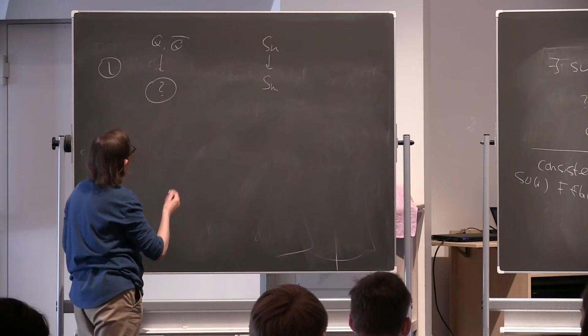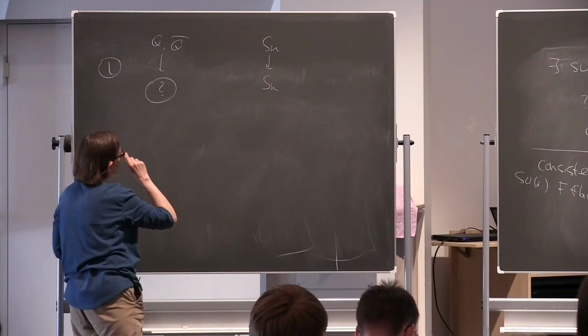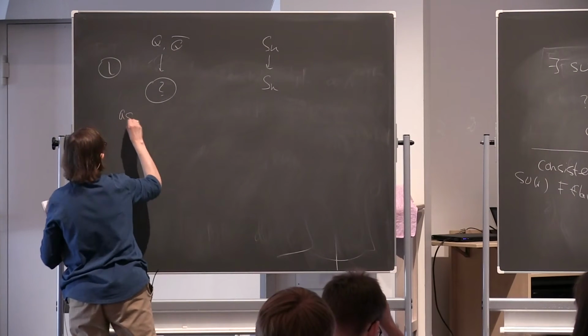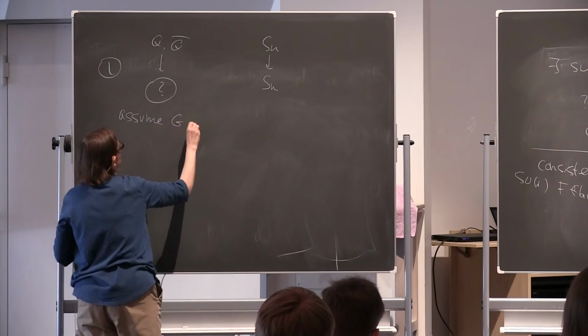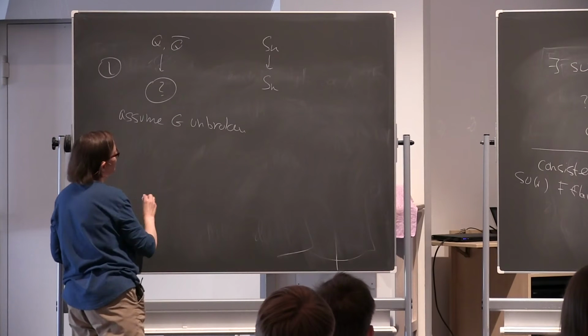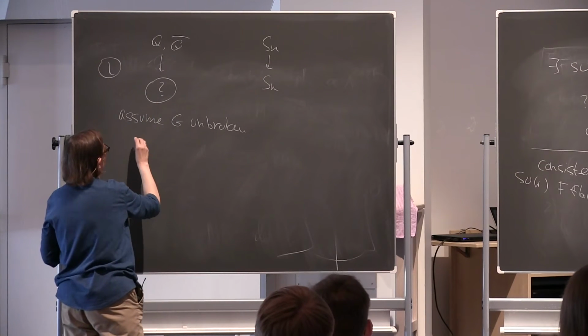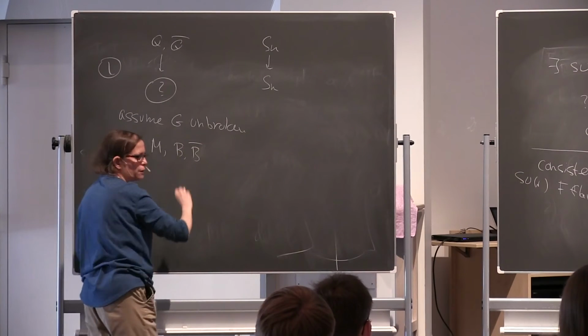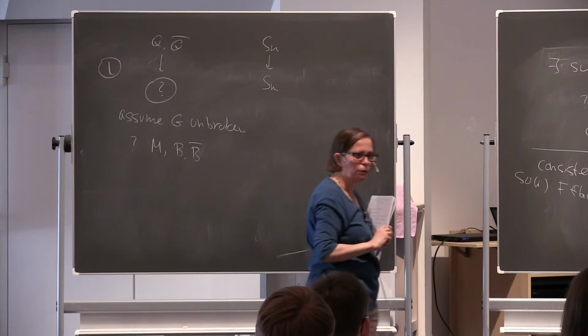But now we're saying exactly the thing that we said. First of all, we assume that G is unbroken. And we have a guess for the fields here. Our guess for the fields here are the mesons and the baryons. And let's see if this works out.